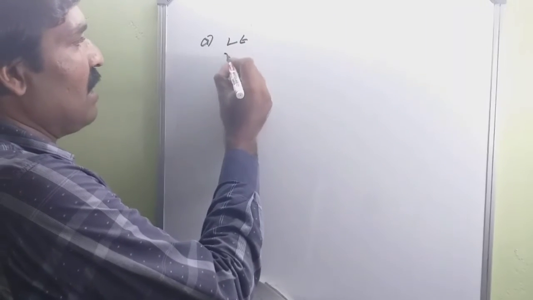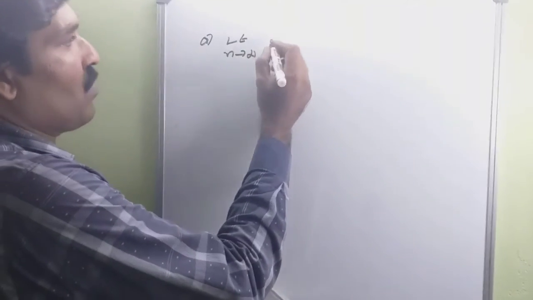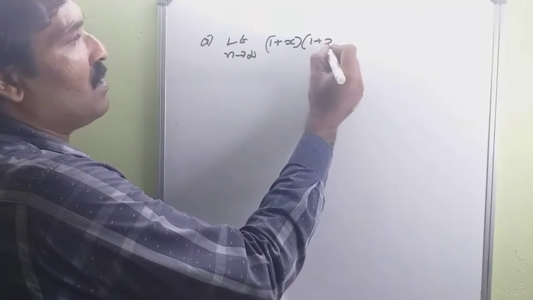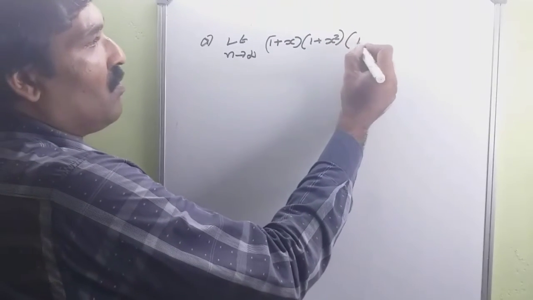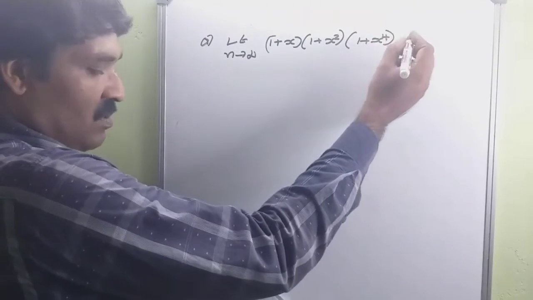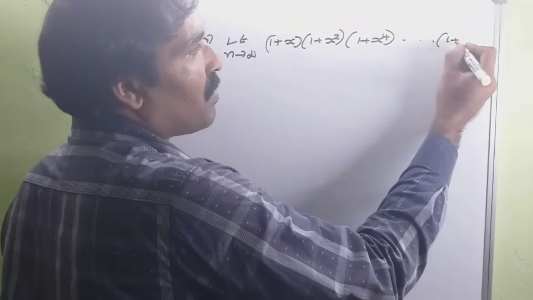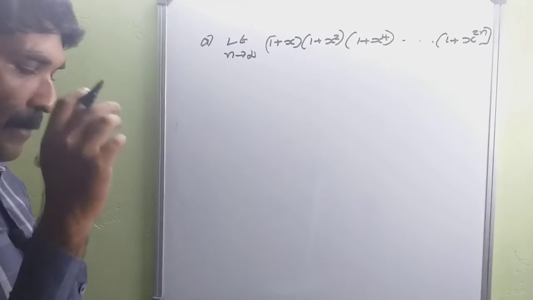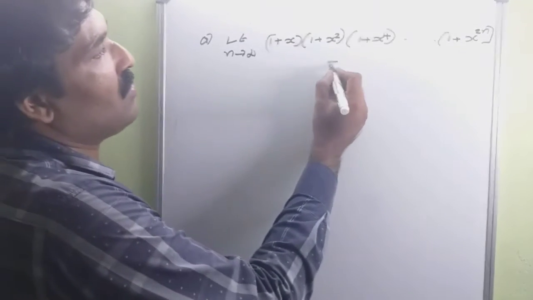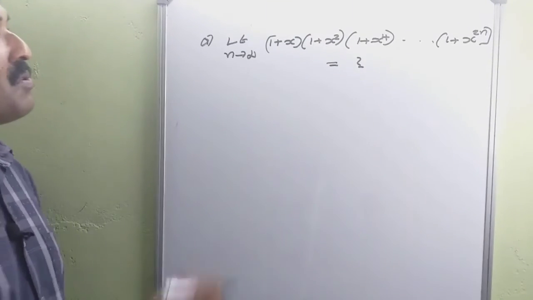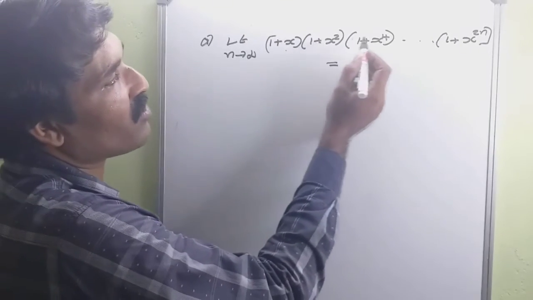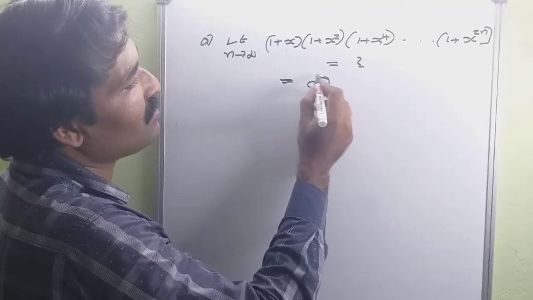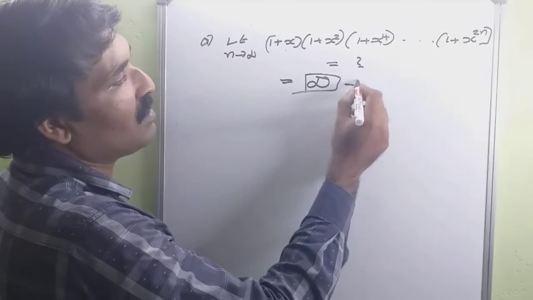Limit n tends to infinity of 1 plus x into 1 plus x square into 1 plus x raised to 4 up to 1 plus x raised to 2n. Okay. So this is 1 plus infinity square, 1 plus infinity raised to 4 also. So by direct substitution we will get the value equal to infinity. This is not right.